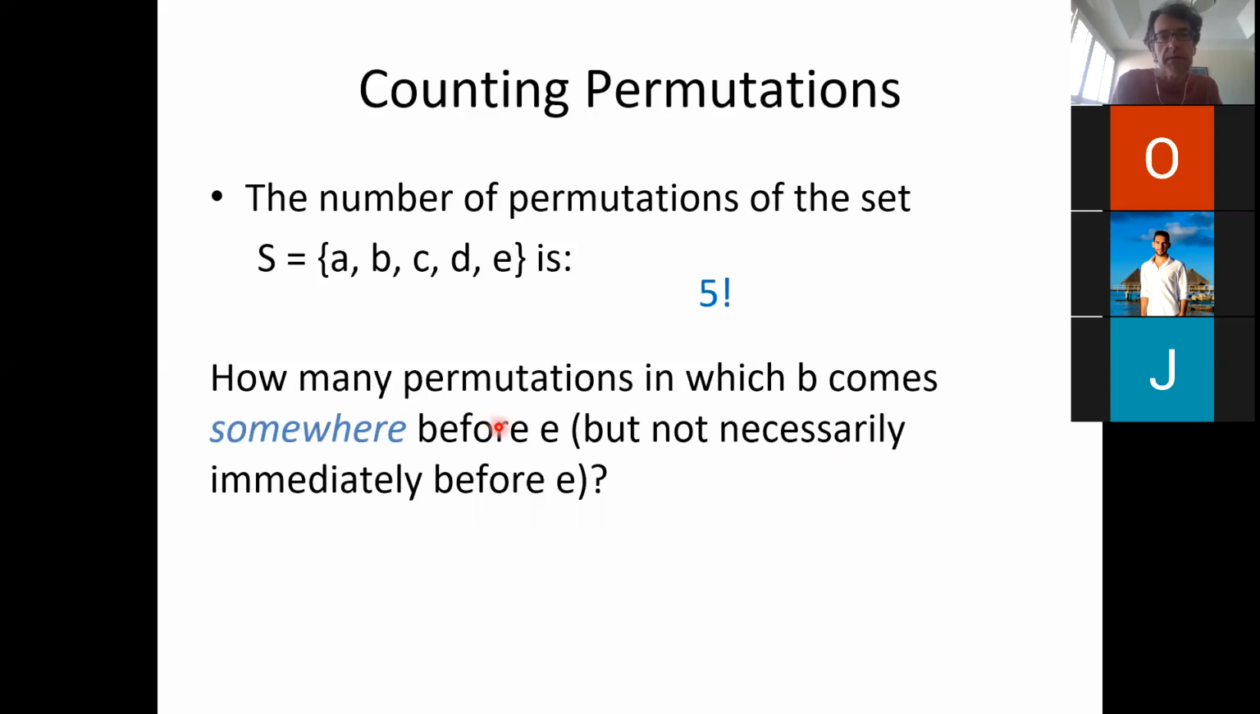Well, how can I count the set? So I'm modifying my constraint. You already know how to do it when B and E must be immediately next to each other. But what if you're told that it's any permutation, but with the constraint that B is somewhere before E? How could you count these?